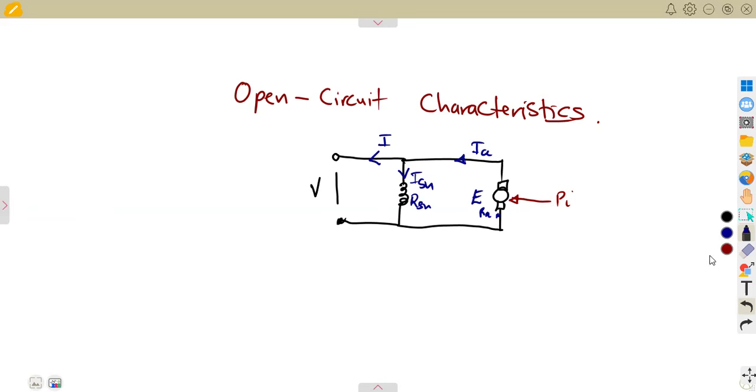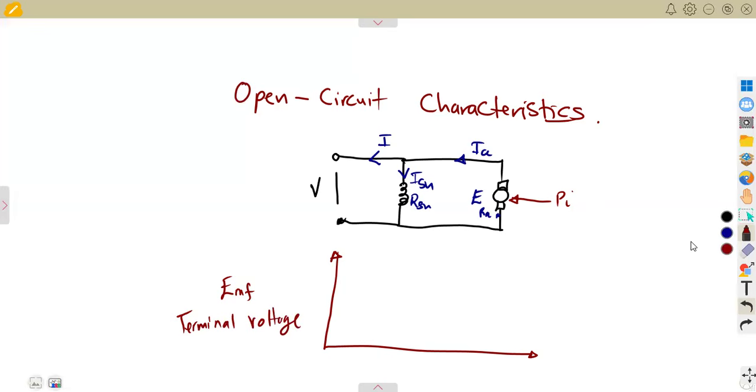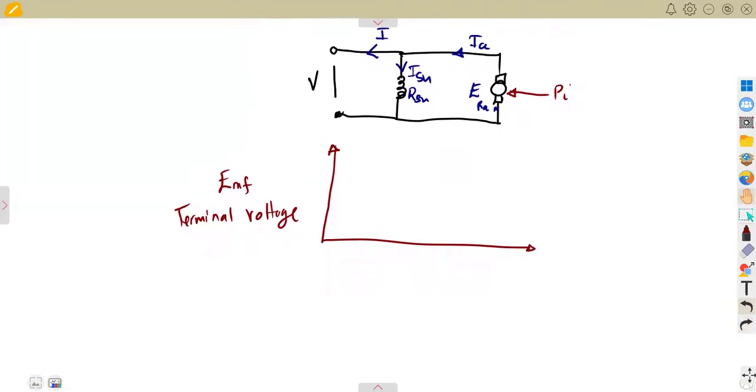On the open circuit characteristics of a DC generator, we are going to have the EMF on this side, which is the terminal voltage. So you talk about the terminal voltage, in volts. And you are going to have the field current, which is in amperes. Let me explain with this, so that maybe we can understand.